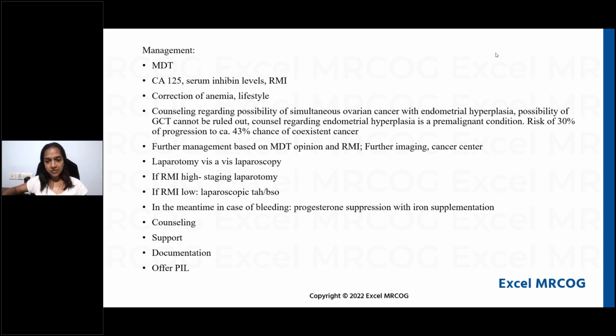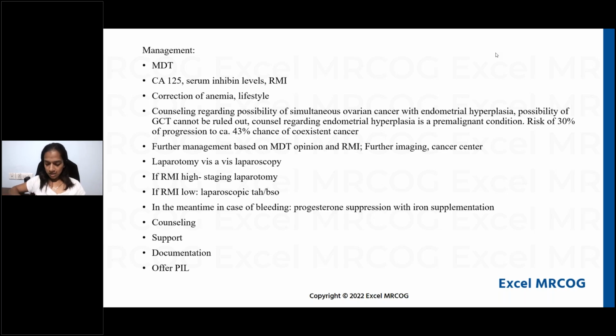Counsel her regarding the possibility of a simultaneous ovarian cancer with endometrial hyperplasia, and the possibility of a granulosa cell tumor, which cannot always be ruled out. Tell her that the endometrial hyperplasia she has, atypical, is a pre-malignant condition. There is a 30% chance of progression to cancer and a 43% chance that there may be a coexistent cancer. The further management would depend on MDT opinion and RMI, and further imaging may be required. You may need to treat her in a cancer center. Further imaging like CT scan in case of high RMI, and treating her at a cancer center.